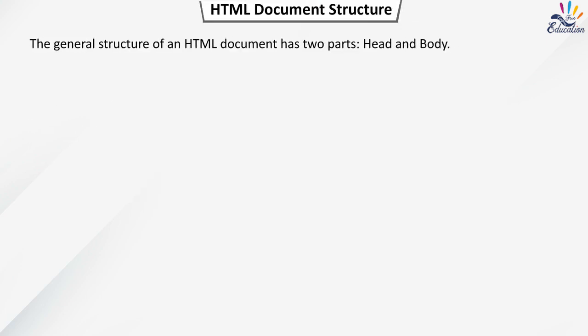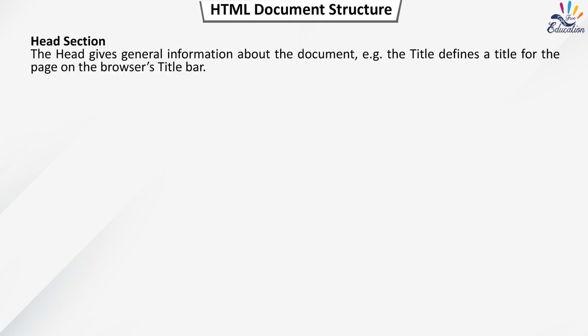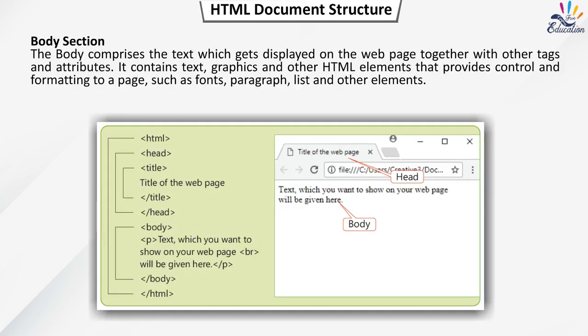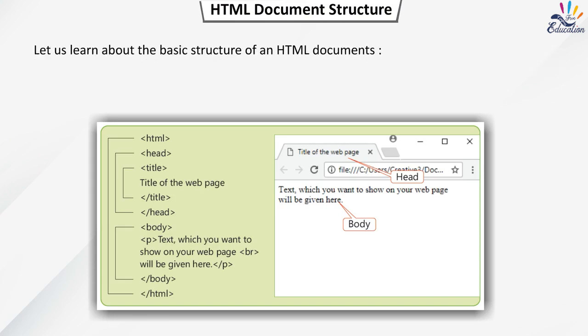HTML document structure. The general structure of an HTML document has two parts, head and body. Head section. The head gives general information about the document. Example, the title defines a title for the page in the browser's title bar. Body section. The body comprises the text which gets displayed on the web page together with other tags and attributes. It contains text, graphics, and other HTML elements that provide control and formatting to a page, such as fonts, paragraph, list, and other elements. Let us learn about the basic structure of an HTML document.